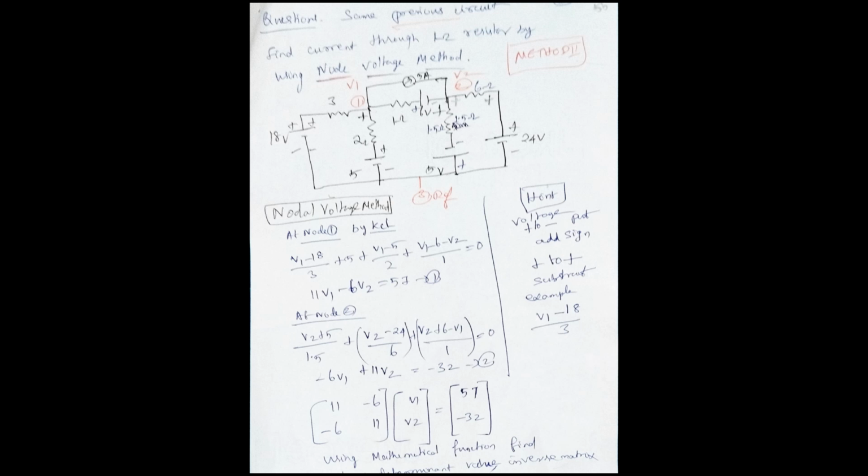From the first method, mesh current, and the second method, nodal voltage method, we get the same current value. That is important. Thank you.